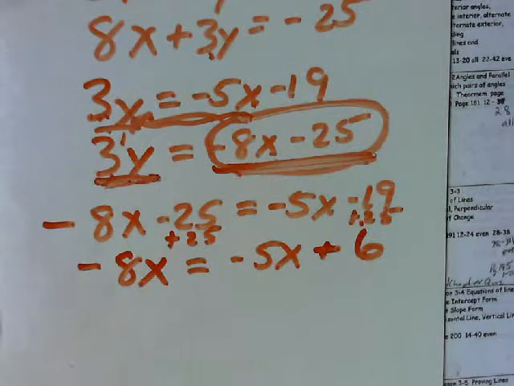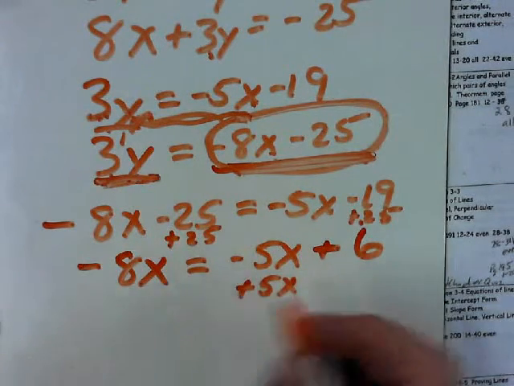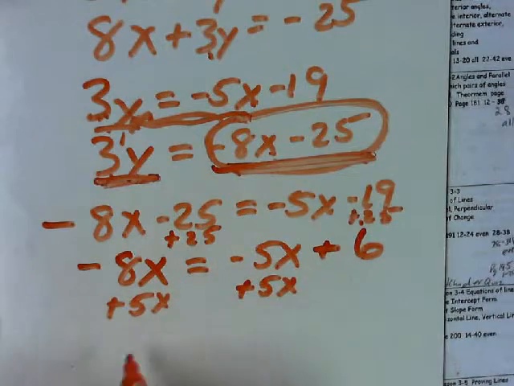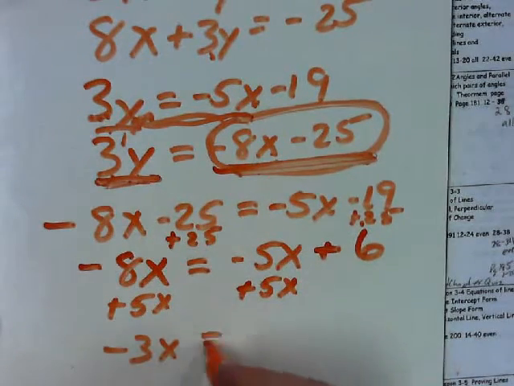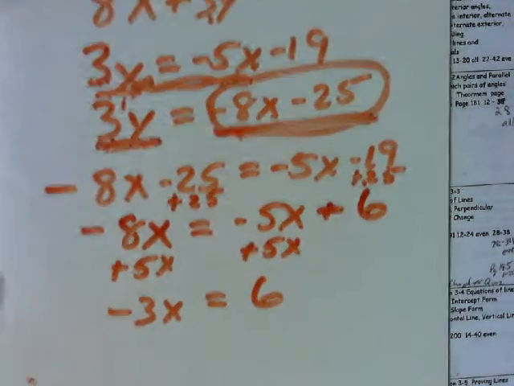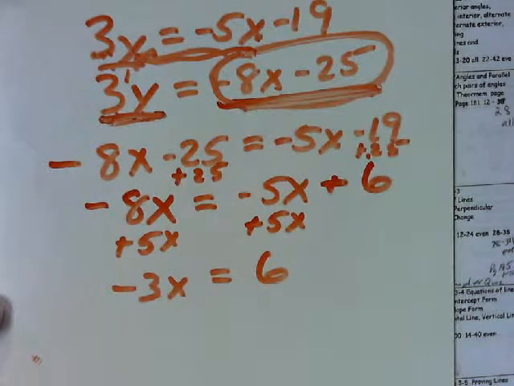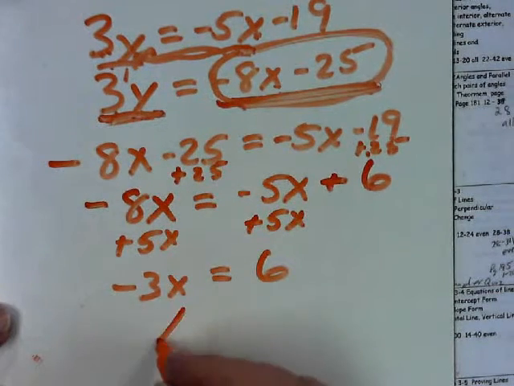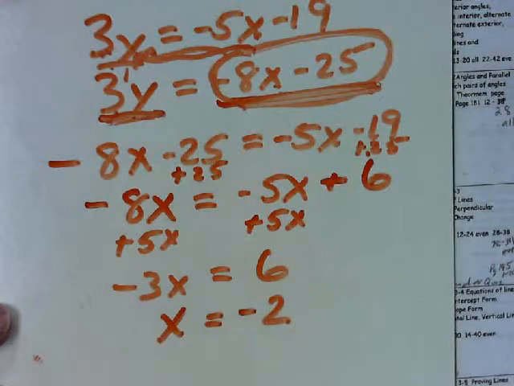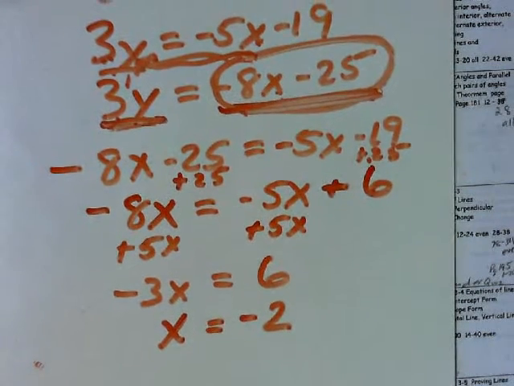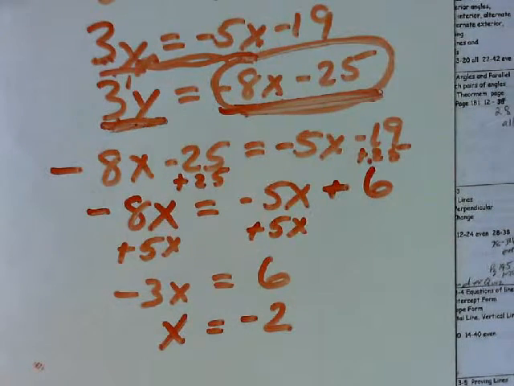You get negative 3x equals 6, and then you divide, and you get x equals negative 2. And then you have to divide by negative 3. Negative 2. Right? Yeah. What's the matter, Evan?